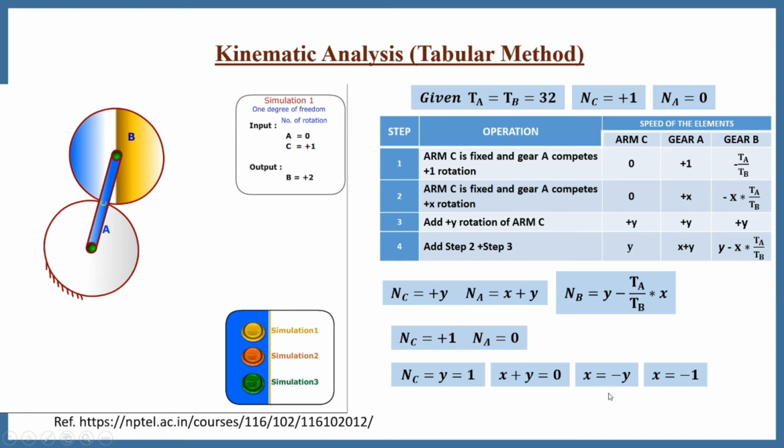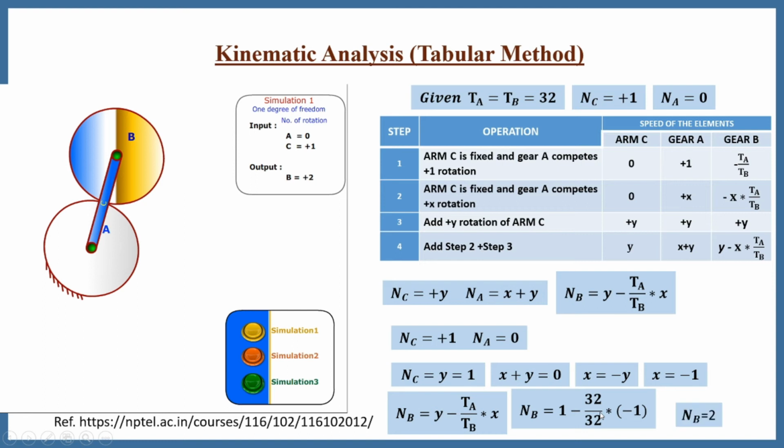Now we need to put these values, X is equal to minus 1 and Y is equal to 1, in this equation. If you put these values in this equation, we will find NB is equal to 1 minus 32 upon 32, because TA and TB are given to you. Minus minus becomes plus, and that's why NB is equal to plus 2.